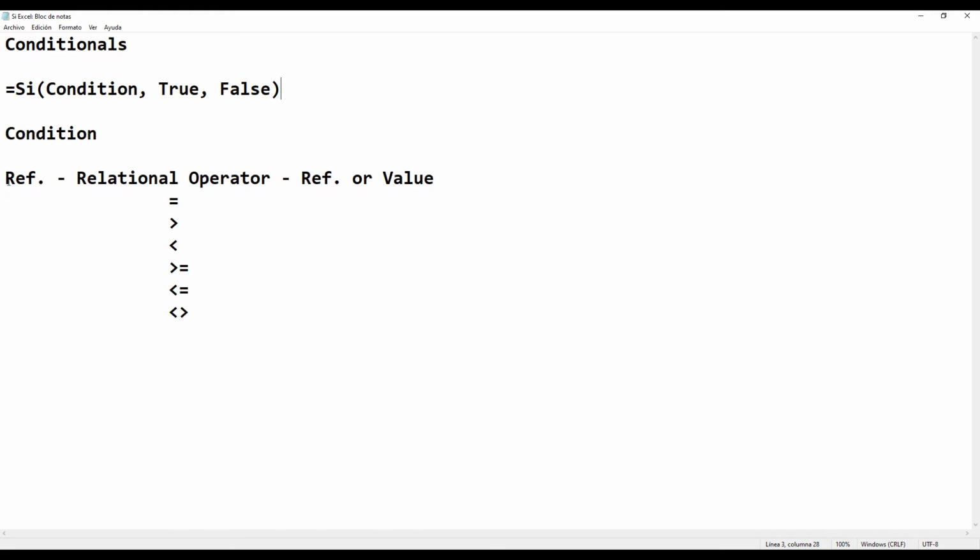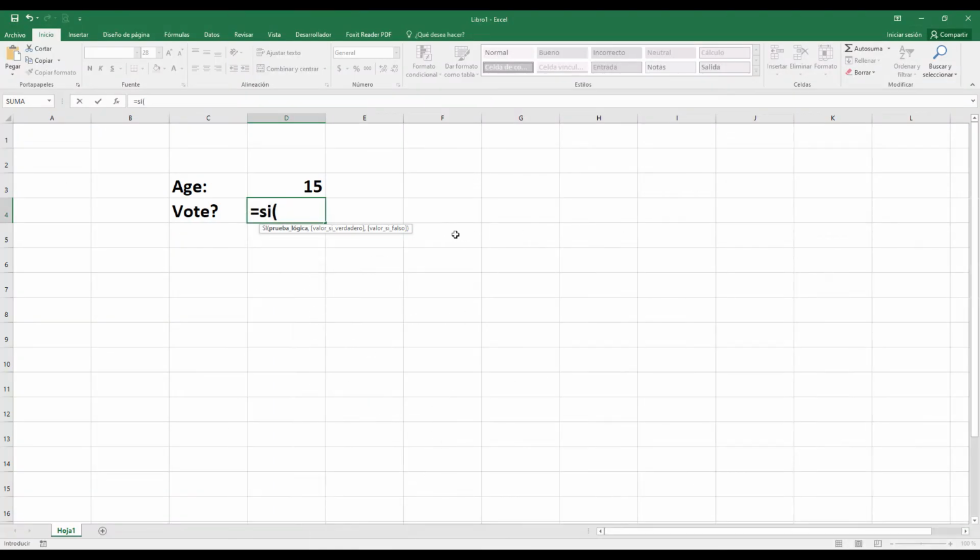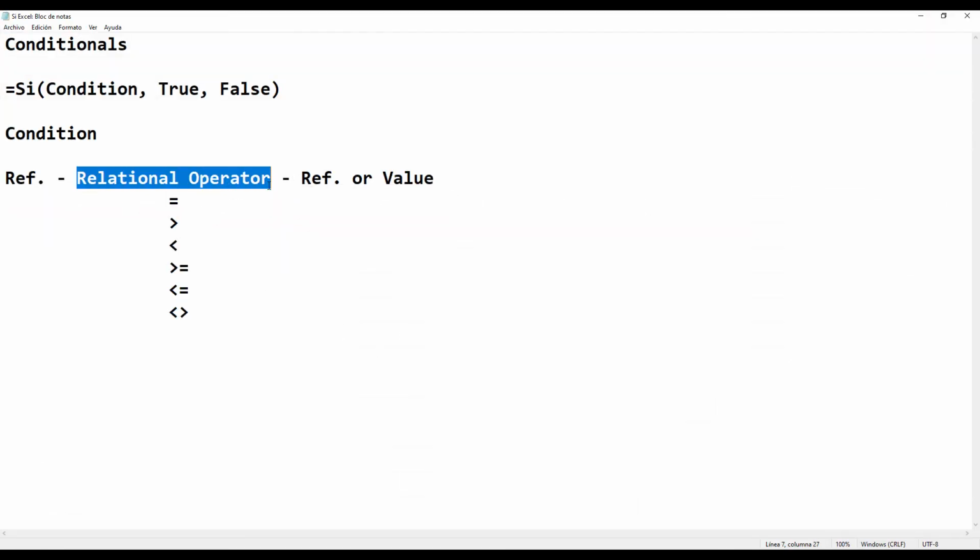Okay, the first one, reference. What will compare the age? Where is the age? Here. Okay, this is our reference. Which age is the appropriate to vote? 18 in Mexico. So you need now a relational operator.